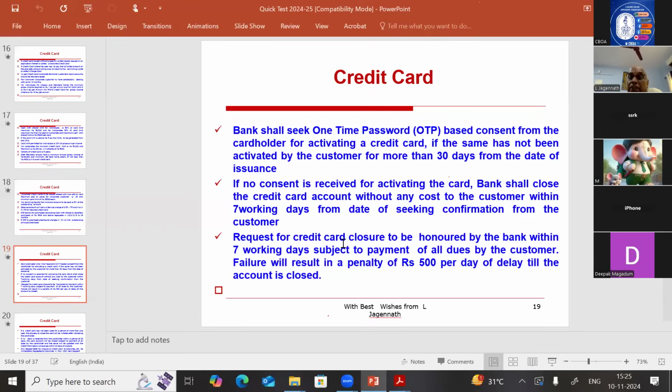The request for credit card closure, suppose if the customer himself is asking for credit card closure, this is also important. Request for credit card closure to be honored by the bank within 7 working days, subject to payment of all dues by the customer.